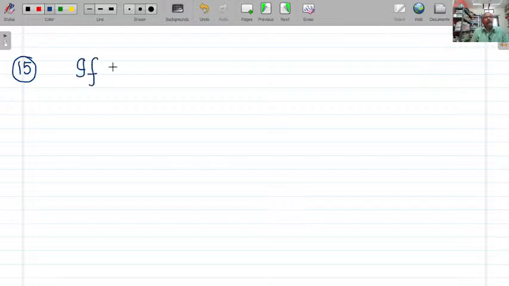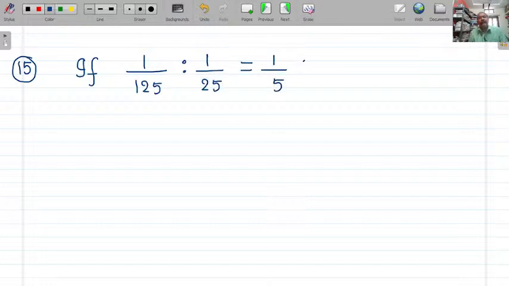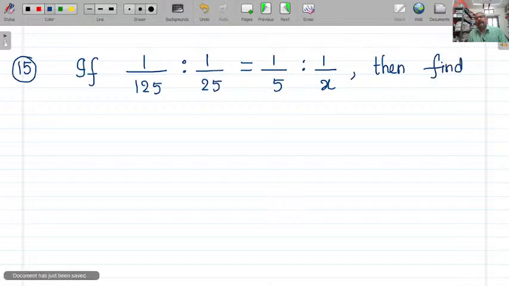If 1 upon 125 is to 1 upon 25 equals 1 upon 5 is to 1 upon x, then find x. Okay, what's your answer? What is your answer? Venkata Krishna, are you there? Nagaraju, are you there? Mahesh, are you there?